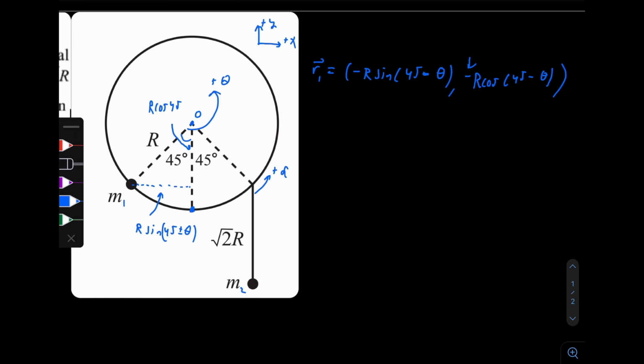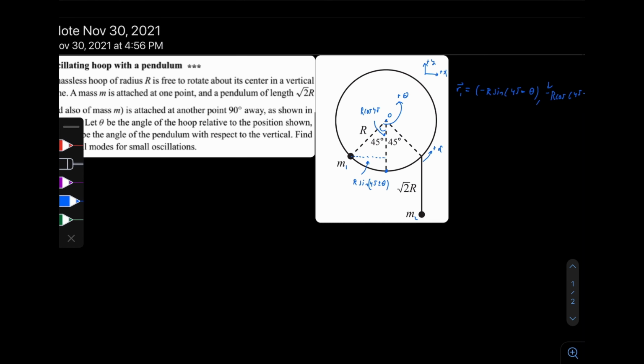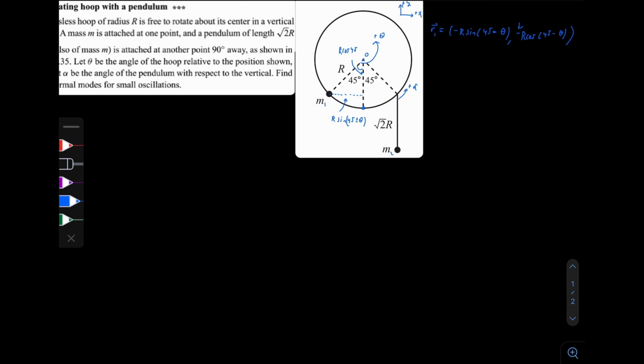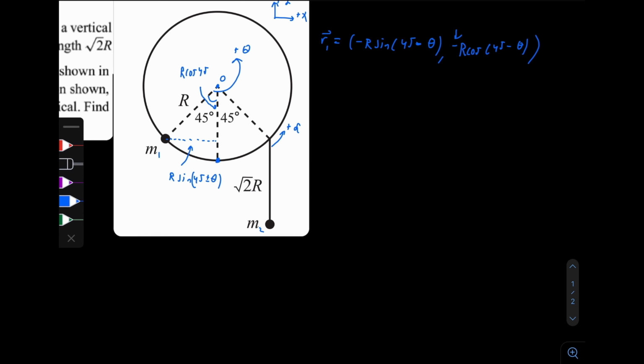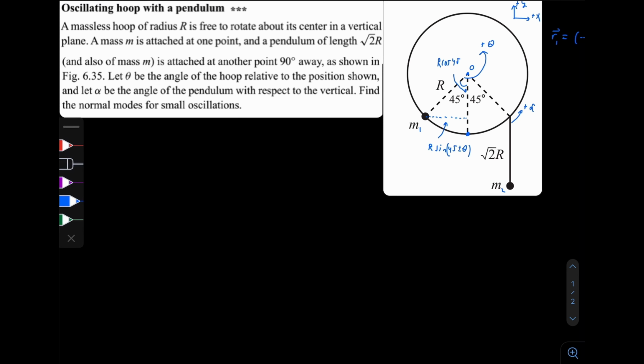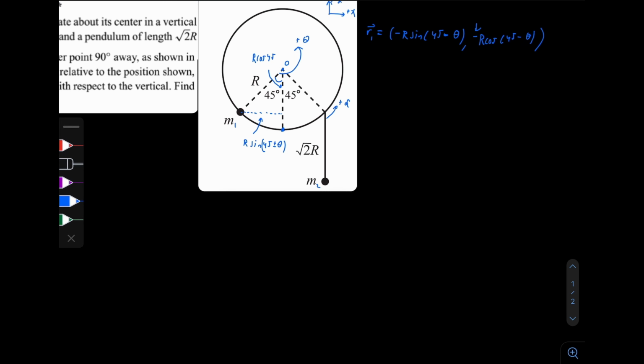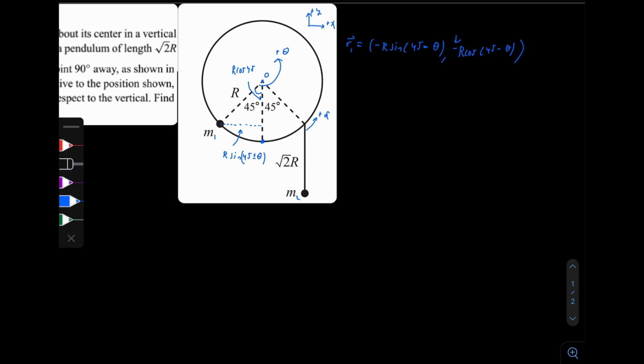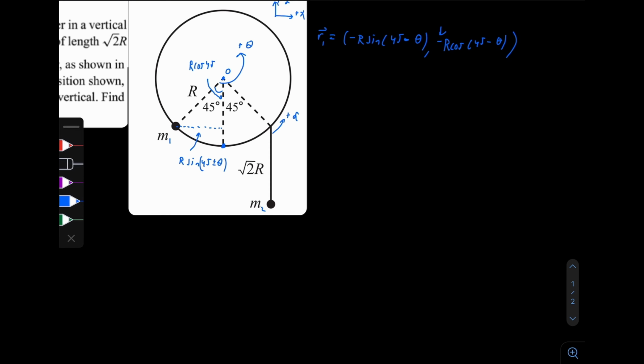And in case you're still confused why we have this 45 business inside the argument, it is because they told us theta is relative to the position shown. And so this theta is always relative to our initial 45 degree angular displacement.